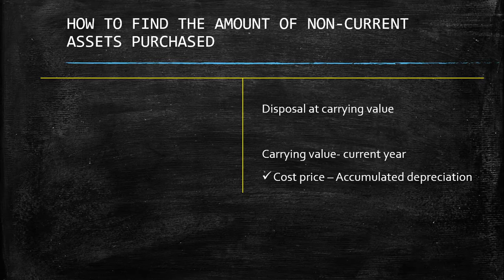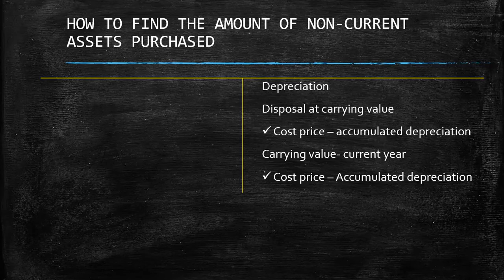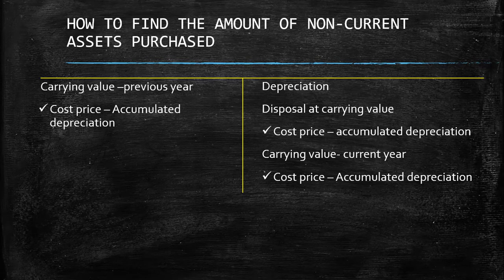All right, so how do you calculate the disposal at carrying value? You take the cost price of the asset sold, you minus its accumulated depreciation. And then you add the depreciation, which is normally given on the statement of comprehensive income. On your debit side, you're going to have the carrying value of the previous year.